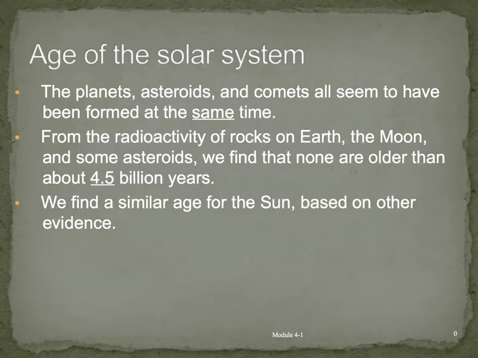We use radioactive decay to measure how old rocks are, and we found that planets, asteroids, and comets are all about the same age. We find a similar age for the Sun. However, we don't use radioactive decay for the Sun. We use other methods. A simple way is to look at how much hydrogen and helium is present in the Sun, and knowing how fast they react, we can calculate the age of the Sun.